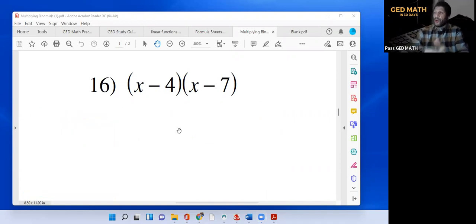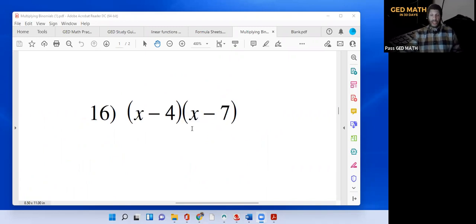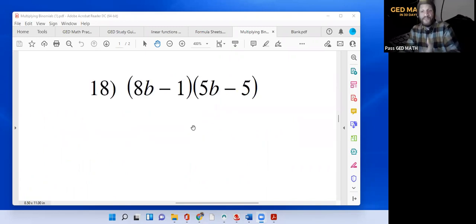Now, let me give you a more difficult problem. Now, when I say more difficult, it's really not more difficult. It's doing the same steps. But this is considered on your exam. When you see this, this is considered an easy problem. This is considered a difficulty of medium. Oh, okay.